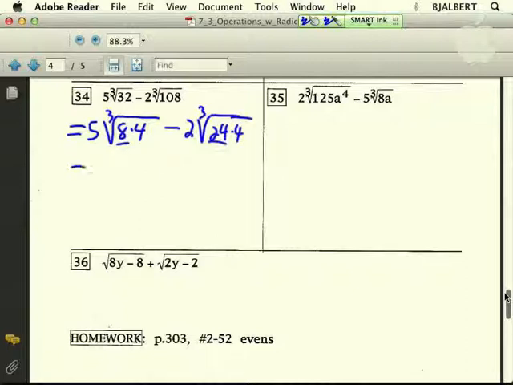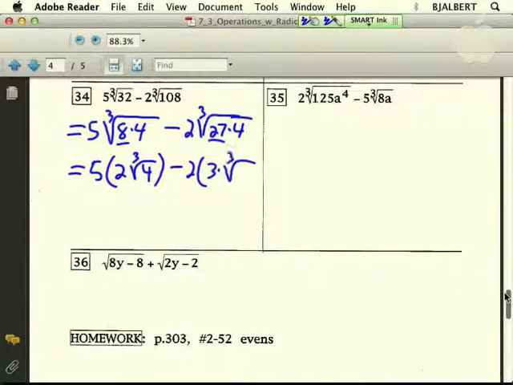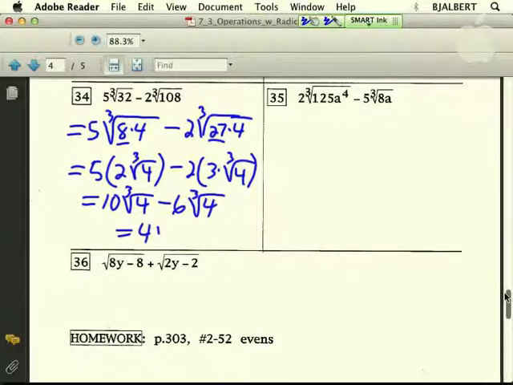Let's see. Oops, I made a mistake over here. I said 27 times 4 and wrote 24. Let's see, 27 times 4. Okay, the cube, so 5 times 2 cube roots of 4 minus 2 times 3 cube roots of 4, which would be 10 cube roots of 4 minus 6 cube roots of 4, which is 4 cube roots of 4.